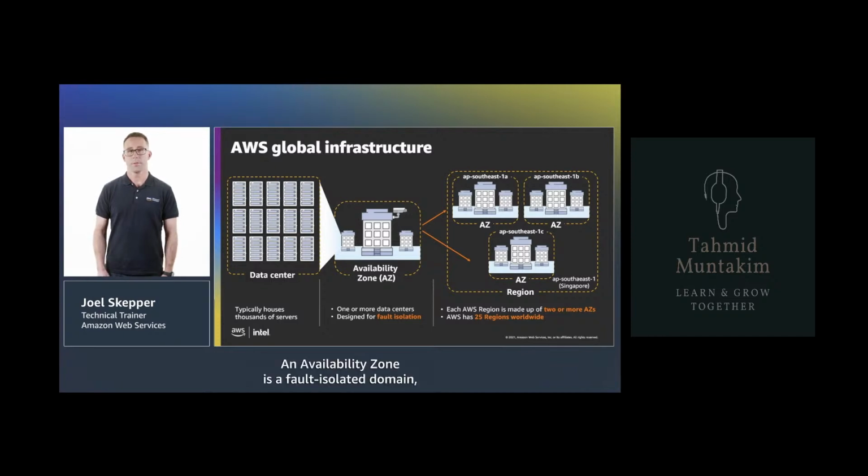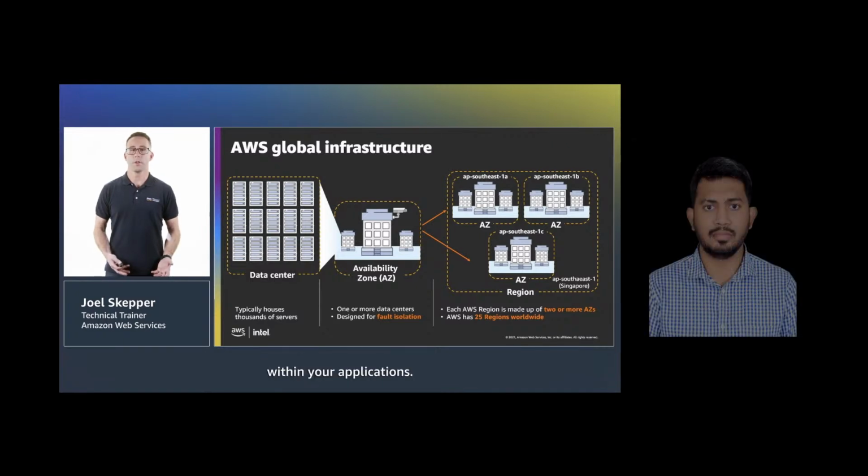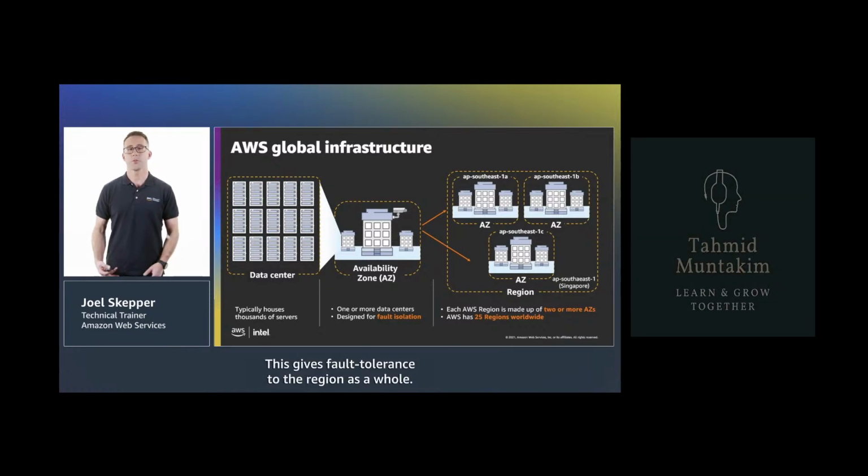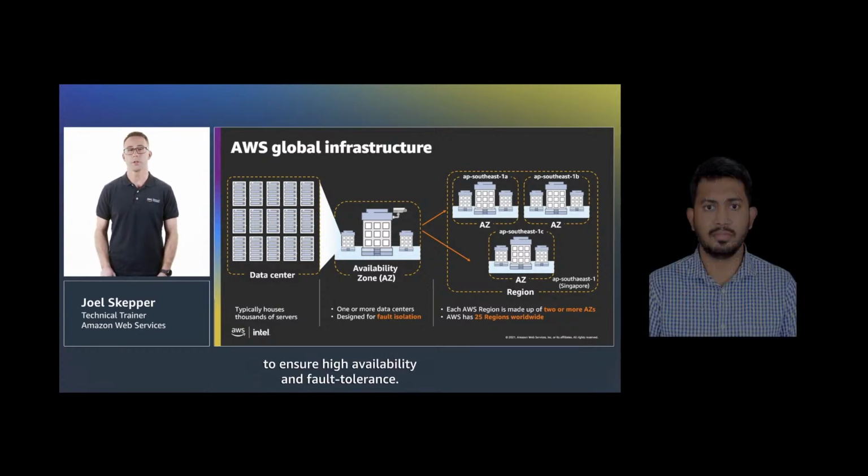An availability zone is a fault-isolated domain, which allows you to create high availability within your applications. Availability zones have their own power supply, network connections, and are designed to be on different floodplains and accessed via different infrastructure. This means that a single availability zone failure should not impact other availability zones. This gives fault tolerance to the region as a whole. A region is typically designed with 2 or more availability zones to ensure high availability and fault tolerance.